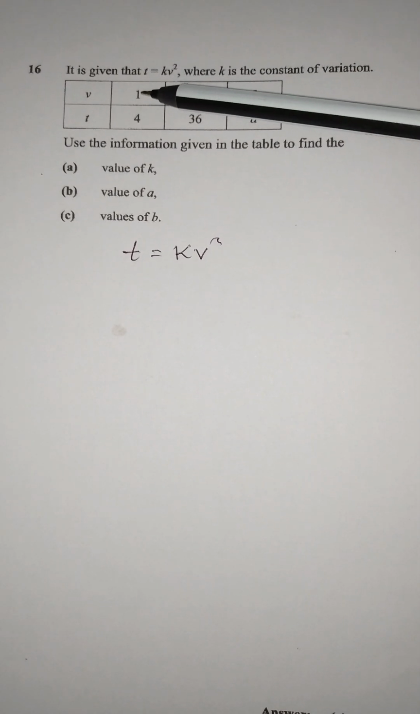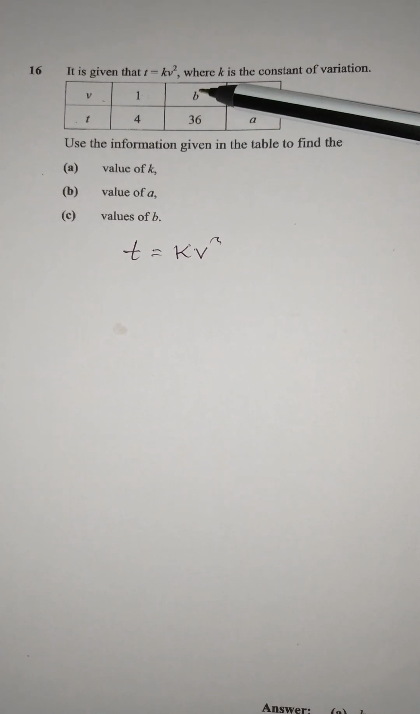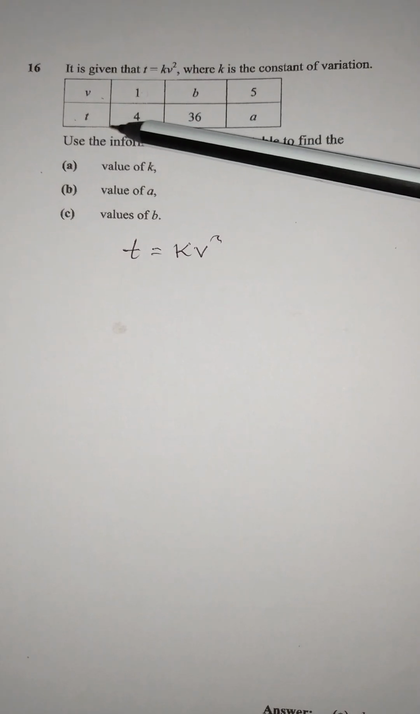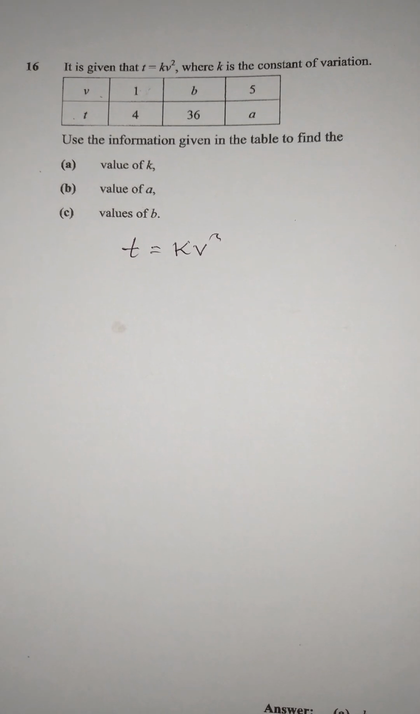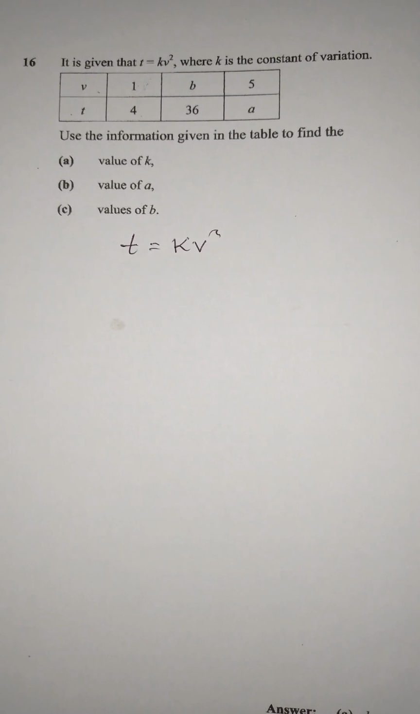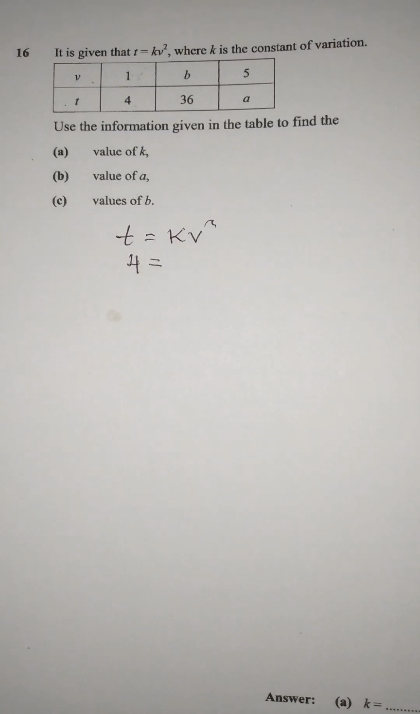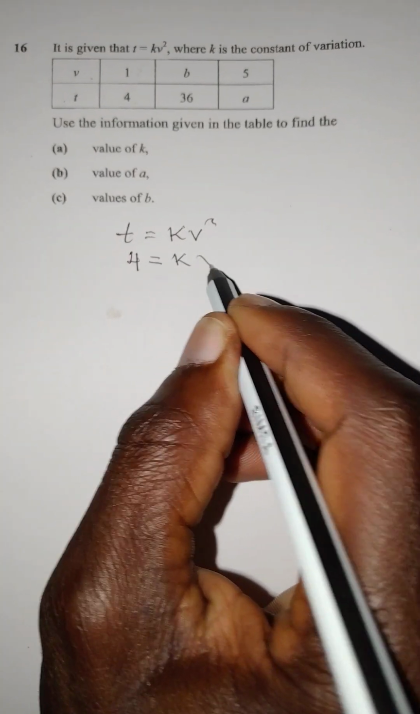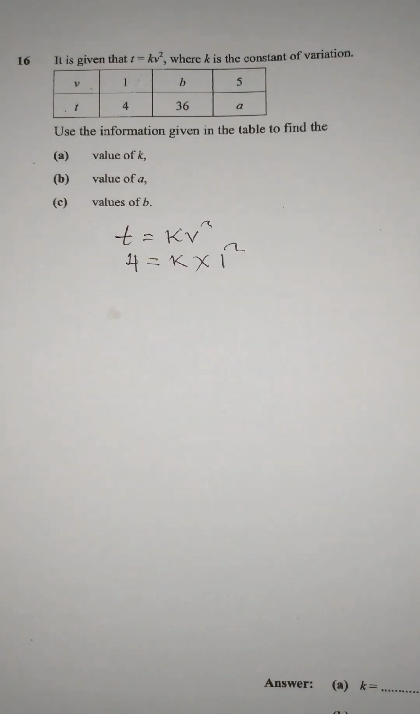So when V was 1, T was 4. When V was B, T was 36. When V was 5, T was A. We're going to use the first box because we have the variables on both. What is T? T is 4. We'll replace 4 here, is equivalent to, what is k? k we don't know, it's what we're looking for, so it will be k multiplied by V, which is 1, but we have a square.